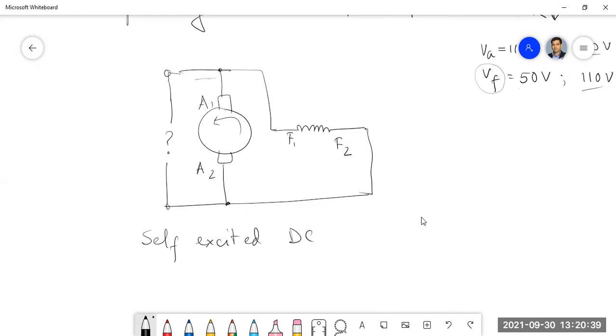Sir, here's a question. Can I ask, sir? At the time of starting, how is the excitation generated? Because at the time of starting, there is no voltage at the output terminal, so that question is there, isn't it?